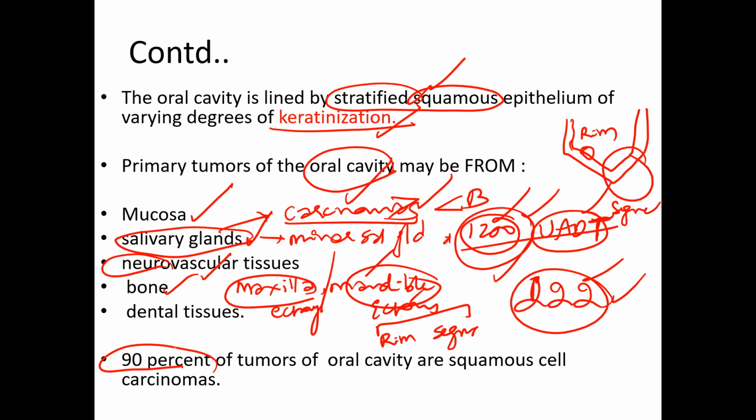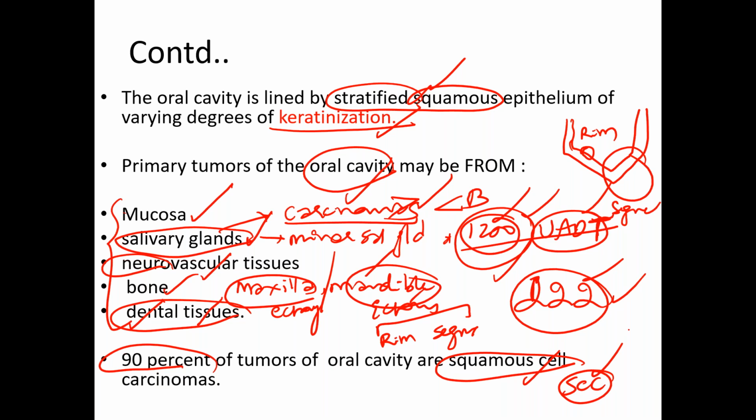Dental tumors can also occur. So these are all the components of the oral cavity. That's why they can form any tumor. 90% are squamous cell carcinoma. What is the commonest tumor? It is squamous cell carcinoma.